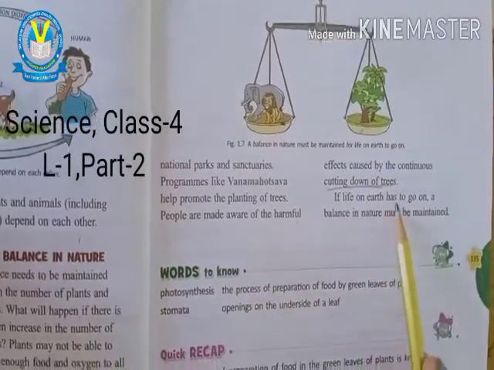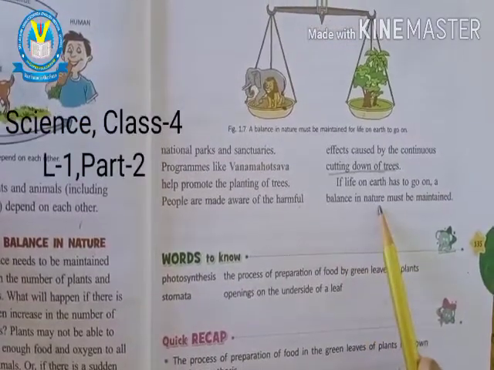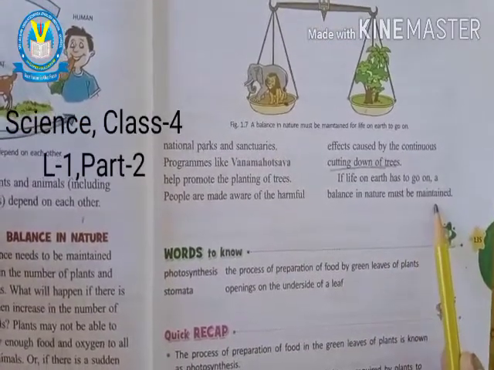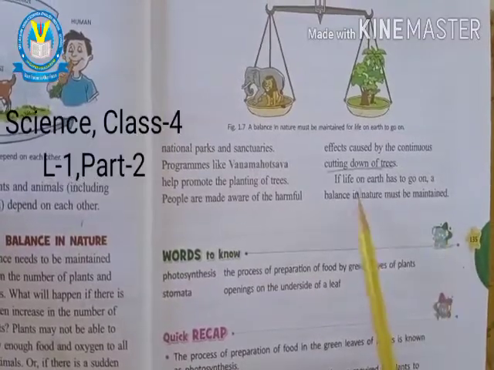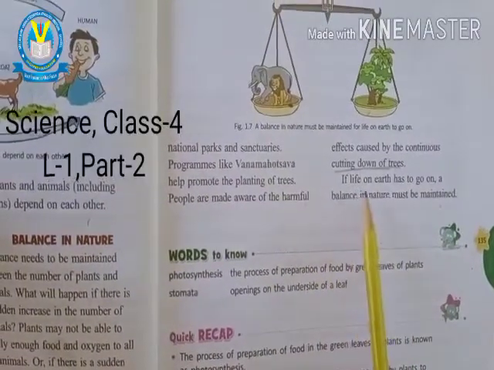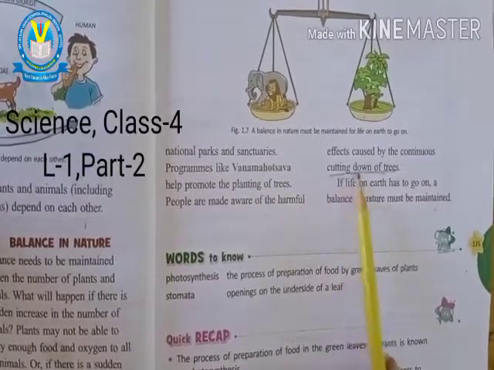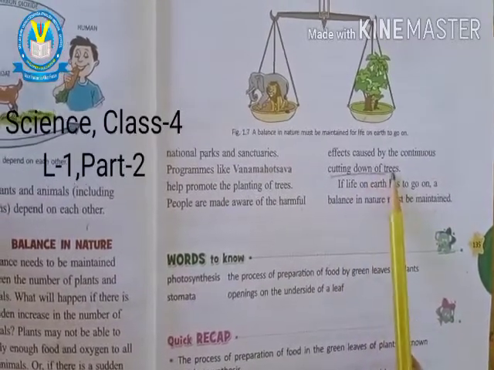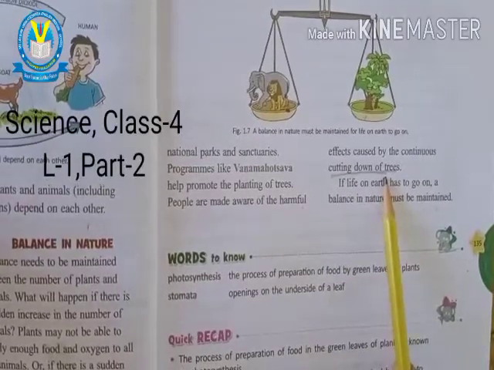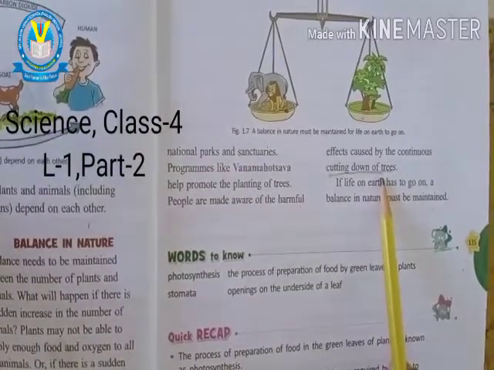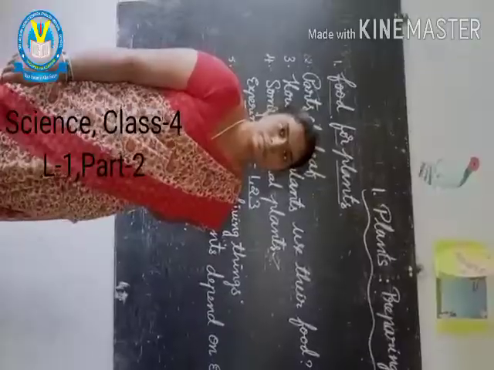If life on earth has to go on, a balance in nature must be maintained. That means if we want to live a long life, we have to plant more trees and the cutting down of trees should be prevented. That is the lesson for plants preparing and storing food.